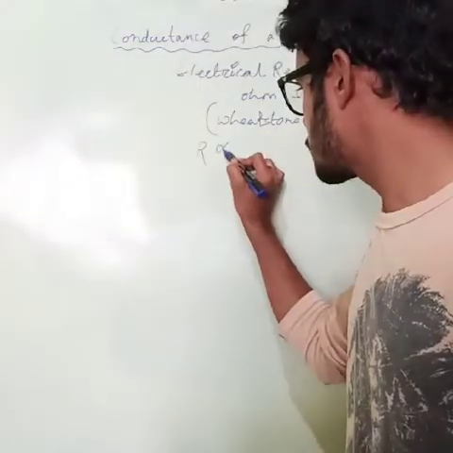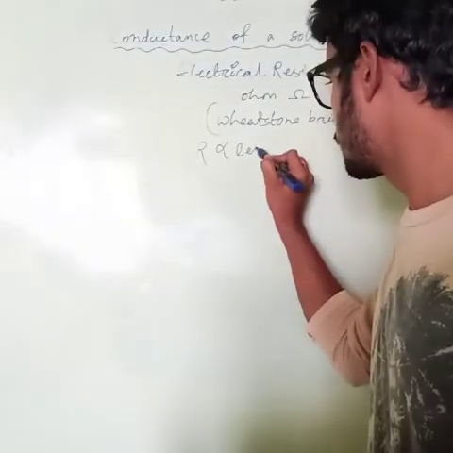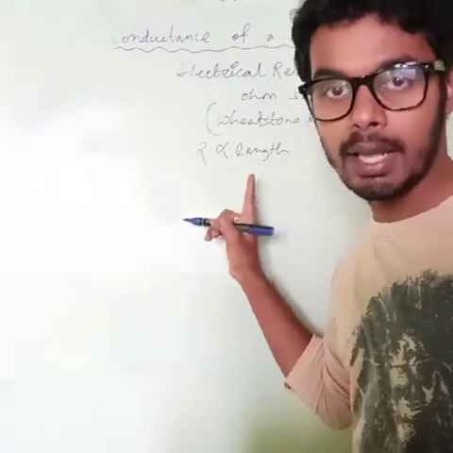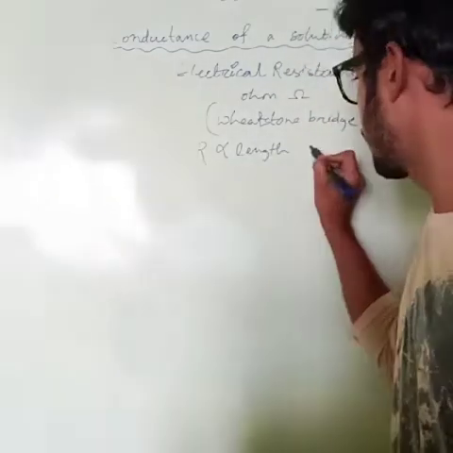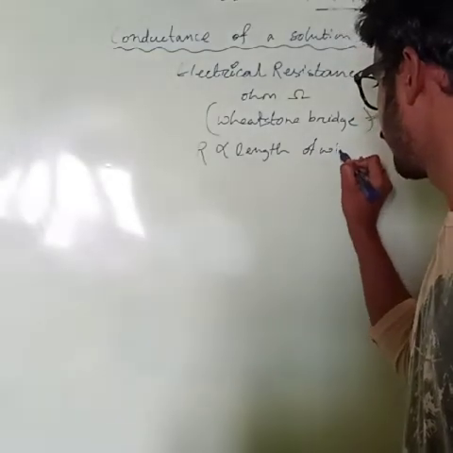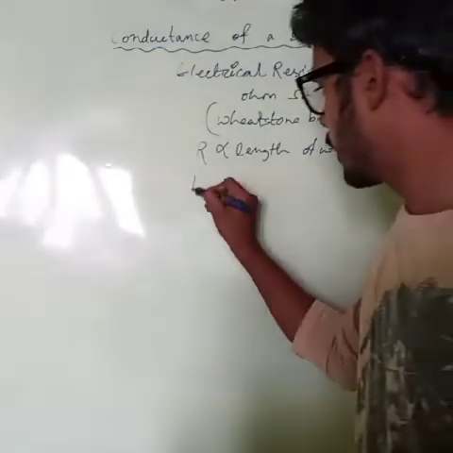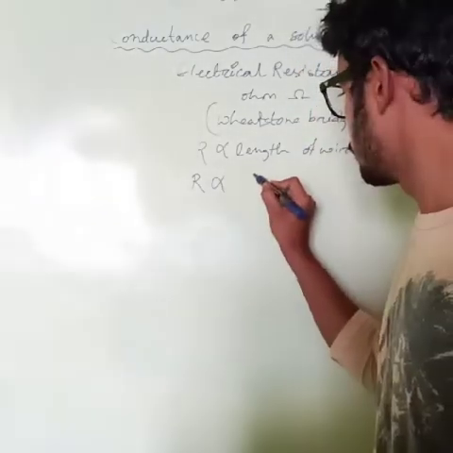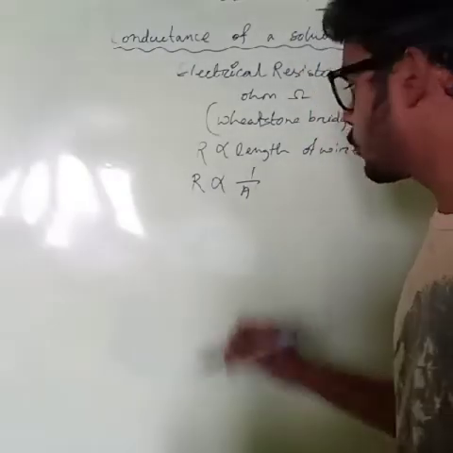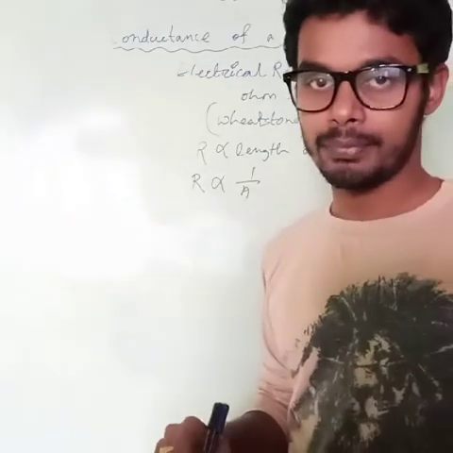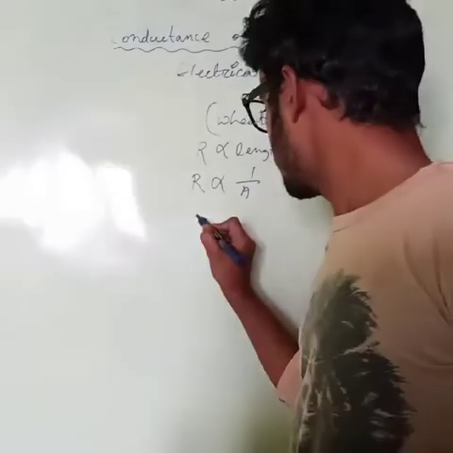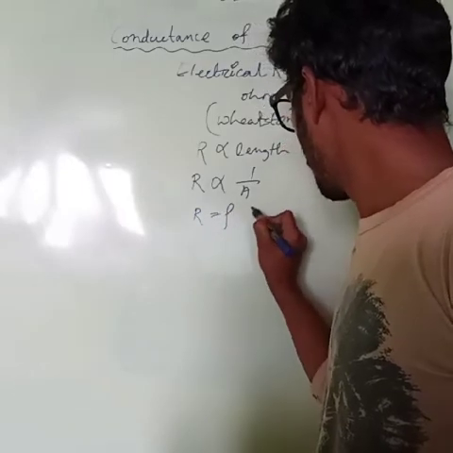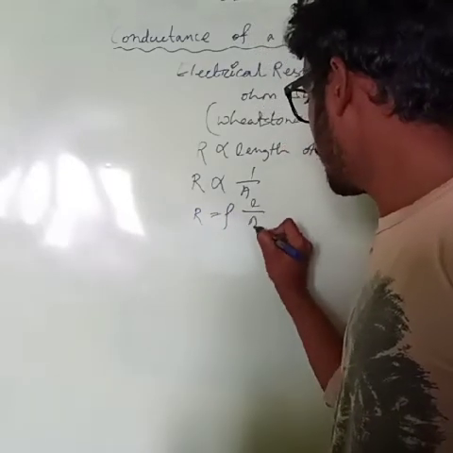We know that resistance is directly proportional to length. Resistance is directly proportional to what? Length of wire. And again, we know that resistance is inversely proportional to the area of the wire. So combining these two, what are we getting? R equals rho L by A.